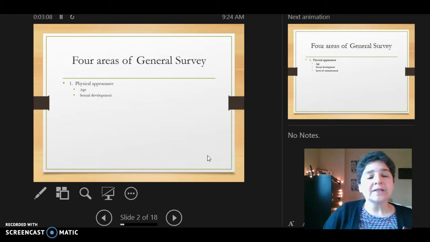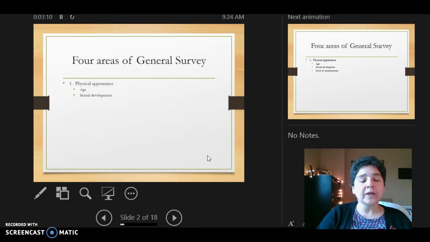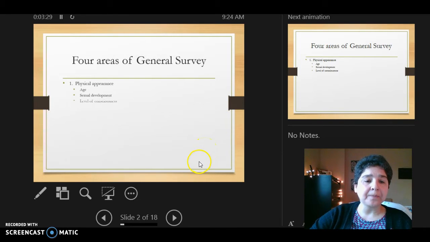This is one of the areas that you kind of have to be very careful with nowadays because we do have transgender patients as well. So they may state that they're a girl, but sexually developed they are a boy, or vice versa. So you have to be able to adapt to those specific changes as well.